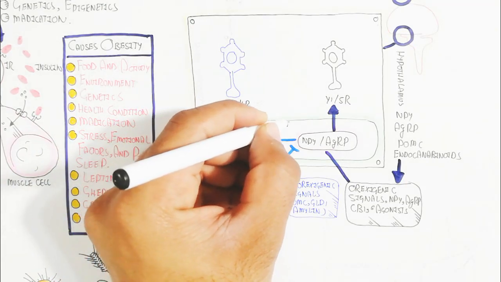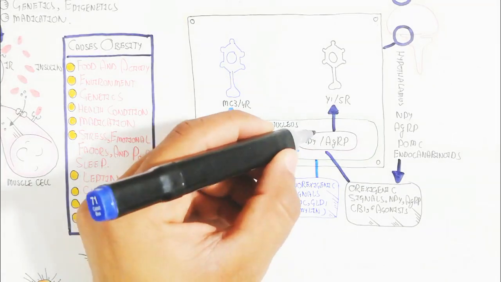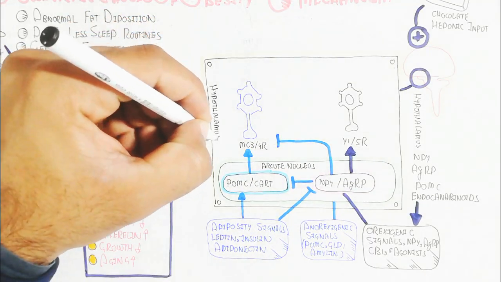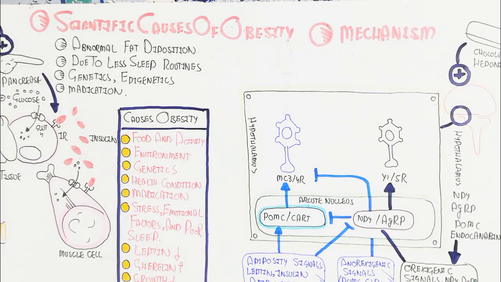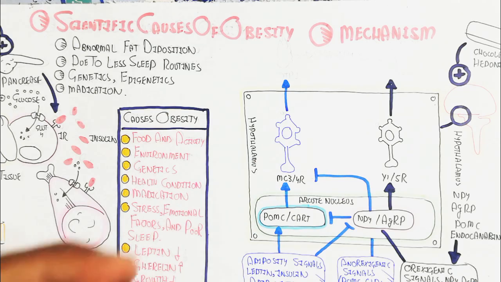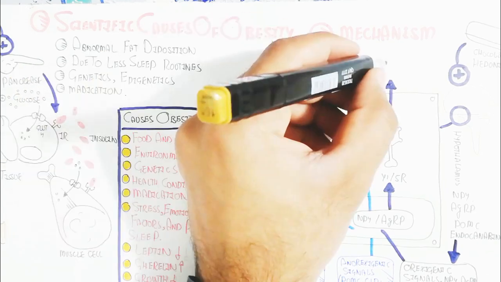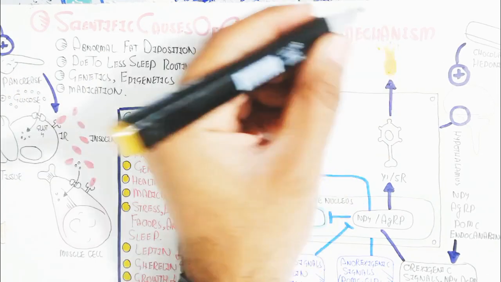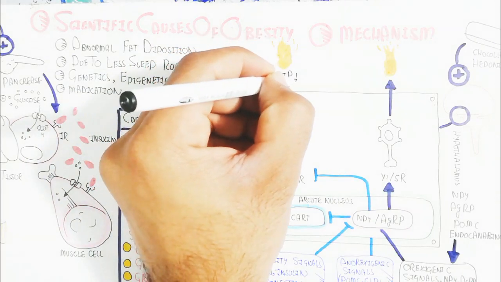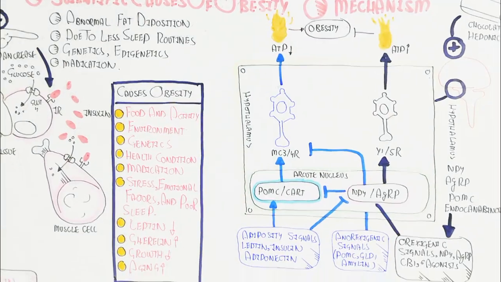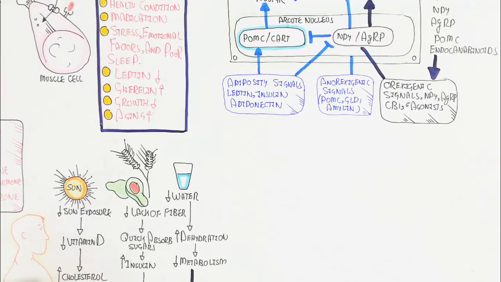Adiposity signals, leptin and insulin and adiponectin, will inhibit NPY and AGRP. In this way, the MC3 and 4 receptor inhibition will lead to inhibition of the eating habit, and in this way, we will not eat. So the ATP deficiency will lead to eating more, remember, due to the POMC and CART nuclei, and it will trigger the MC3 and 4 receptor, which will trigger the ATP.